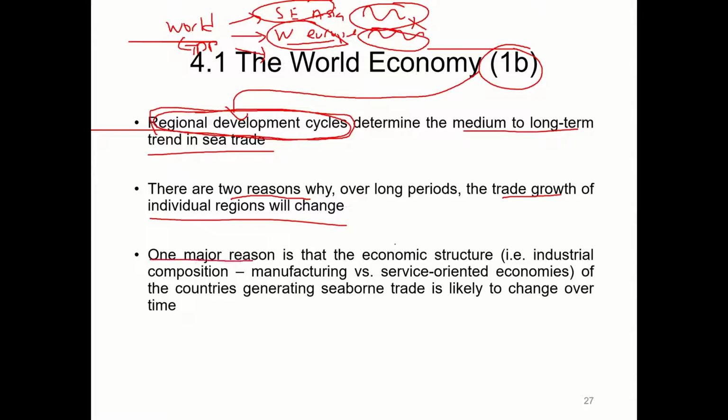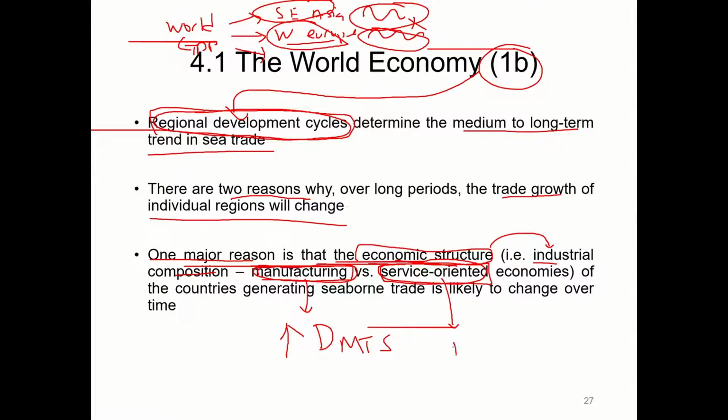So one of the major reasons is because of the economic structure. In other words, the industrial composition, whether it is made up of mainly manufacturing or service-oriented economies. Of course, if the region focuses a lot on manufacturing, then there will be very high demand for maritime transport services. But if the economy is mainly service-oriented, focusing on tourism or financial or banking, then the demand for maritime transport services will be very low.